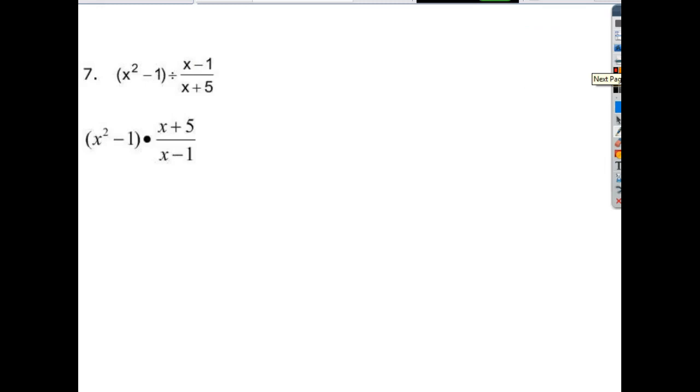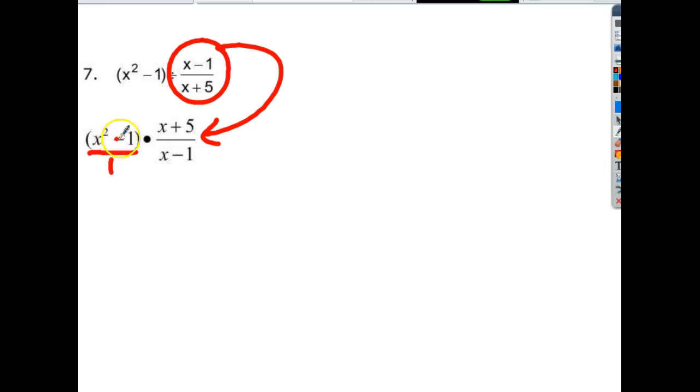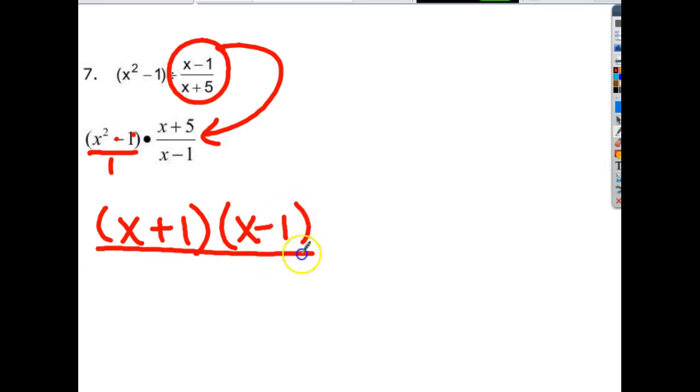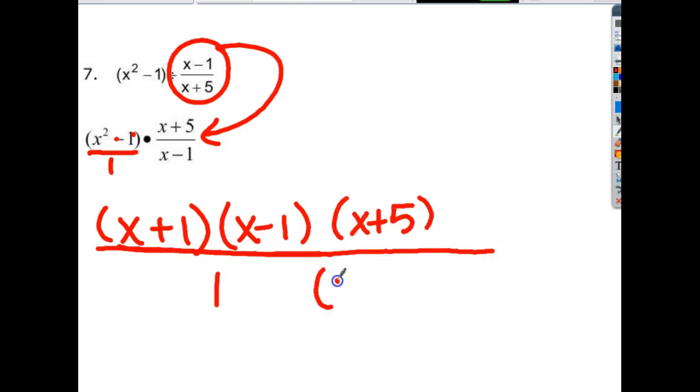To divide fractions, don't ask why. Turn the second one over and multiply. The x plus 5 goes to the top, the x minus 1 goes to the bottom. But that first part's not a fraction, so I have to make it into a fraction. Now it's a fraction. And so to factor, this is how x squared minus 1 factors. We only have one excluded value this time.